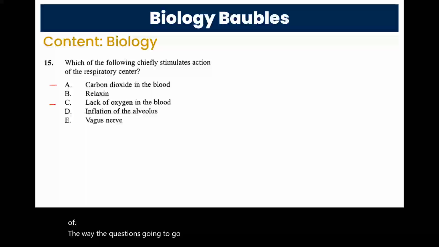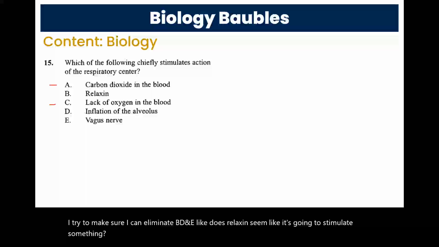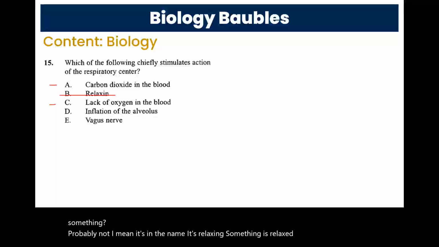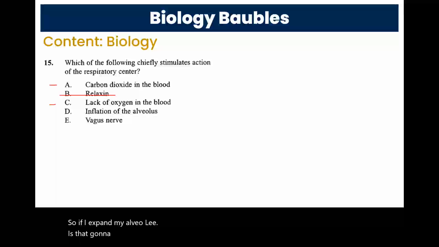So what I do is I identify my opposites and I try to make sure I can eliminate B, D, and E. Like, does relaxin seem like it's going to stimulate something? Probably not. I mean, it's in the name. It's relaxin. Something that's relaxed is not stimulated. How about inflation of the alveolus? So if I expand my alveoli, is that going to stimulate something, or does that happen because something was stimulated? That's the result of stimulation, not the stimulation itself.